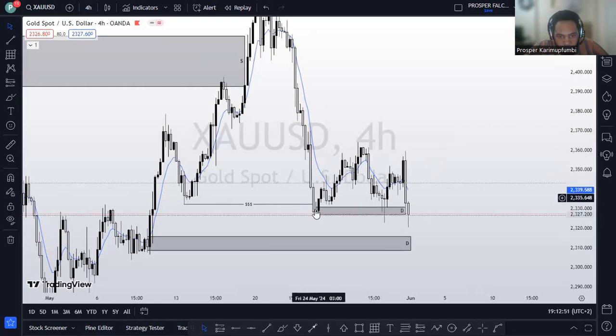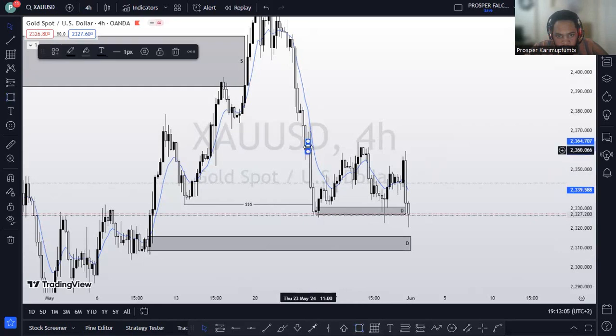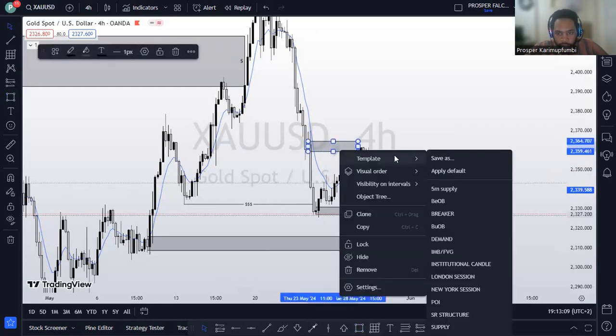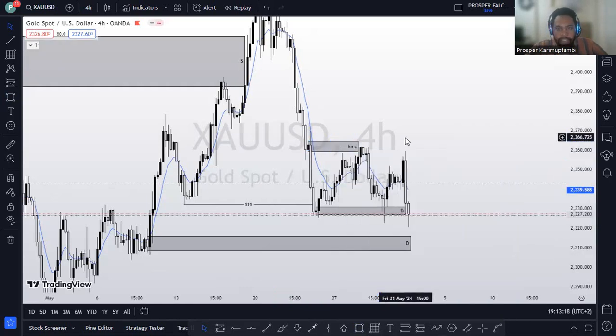So if you can see what happened here, after liquidity was swept, they went up, they came here, trapped sellers, and then they continued up, coming back to this institutional candle. There was a structure there that also imposed these sales here.